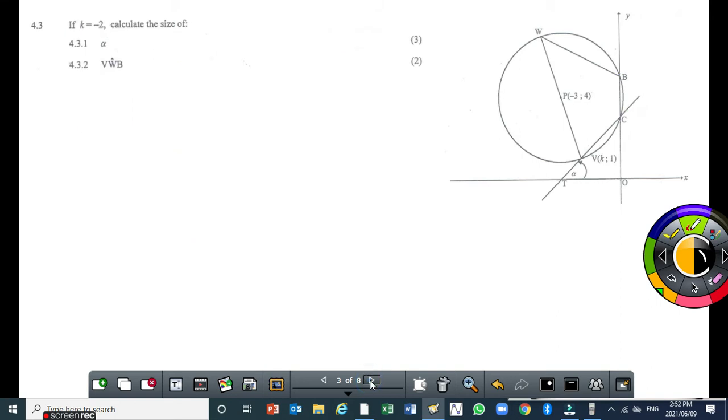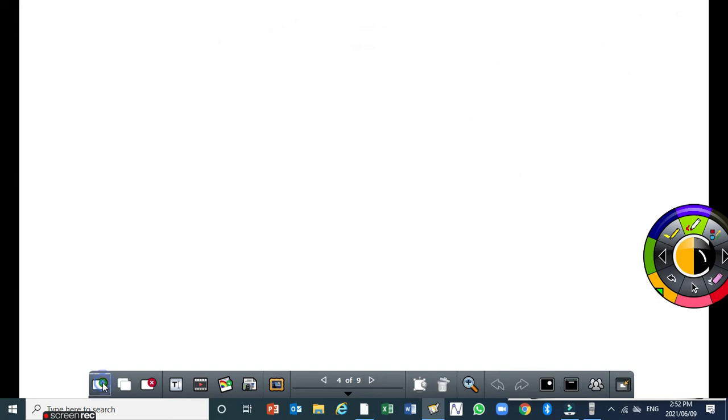Right, the next question says, if k equals negative 2, which is what we got earlier, calculate the size of alpha. Whenever you get a question on angles now, that's the angle of inclination that you have to apply. You still need to remember what your angle of inclination is. In your June control test, you have to know this type of question. The best way that I can talk about this is just to refresh you a little bit before we do this question.